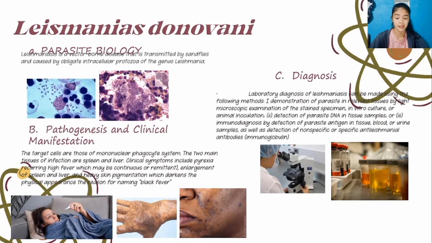Leishmania donovani. Parasite biology: visceral leishmaniasis is caused by Leishmania, the most severe of these disorders. Leishmania parasites go through several developmental stages during their life cycle, including metacyclogenesis and the differentiation of metacyclic promastigotes and amastigotes. So, leishmaniasis is a vector-borne disease that is transmitted by sandflies and caused by obligate intracellular protozoa of the genus Leishmania.